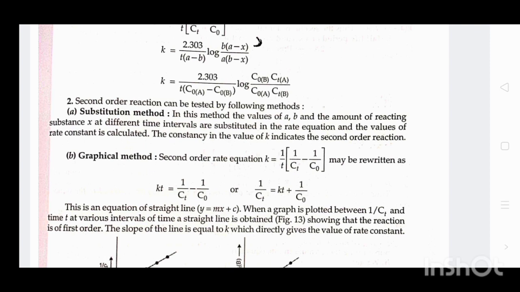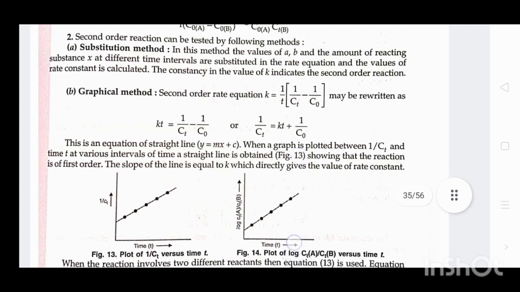Second is the graphical method. The second order rate equation k equals 1 by t into [1 by C t minus 1 by C naught] may be written as kt equals 1 by C t minus 1 by C naught, or 1 by C t equals kt plus 1 by C naught.